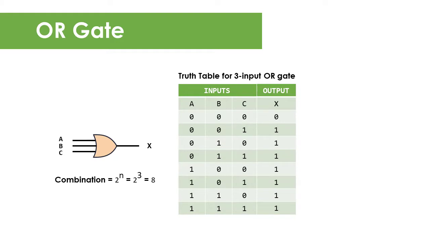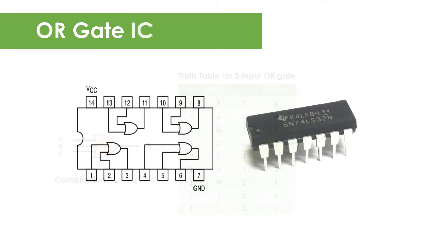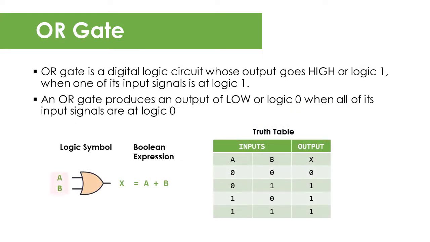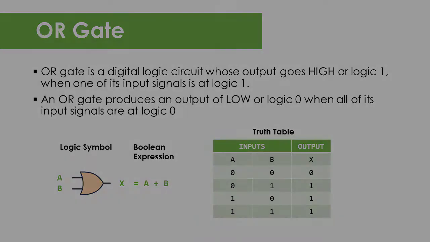However, available commercial logic OR gates usually come in 2, 3, or 4 input line IC packages. So, in a 2-input OR gate using variables A and B, and an output variable X, the Boolean expression used to represent an OR gate circuit is A plus B. We use the plus symbol to denote logical addition.